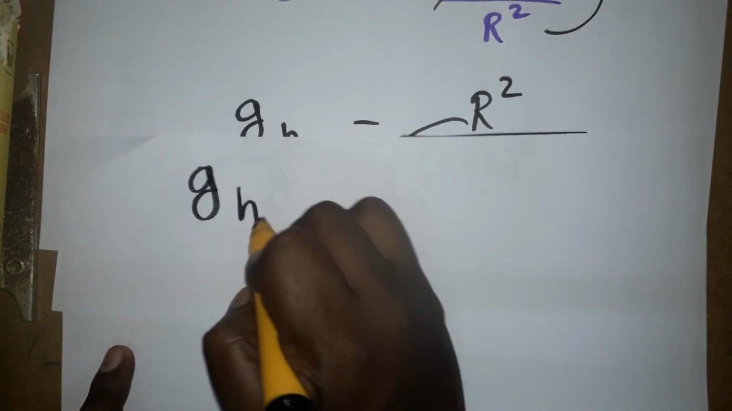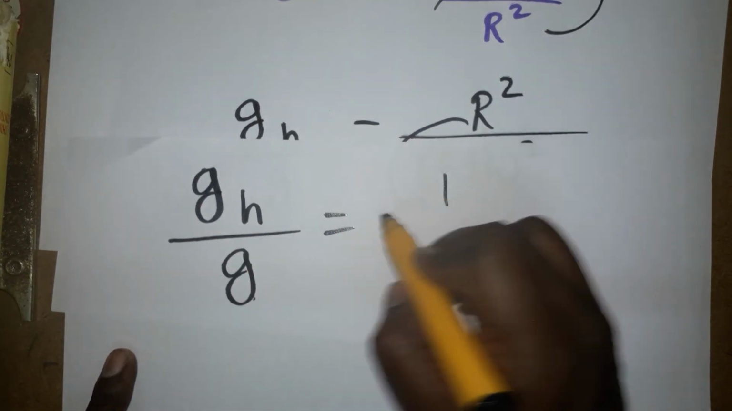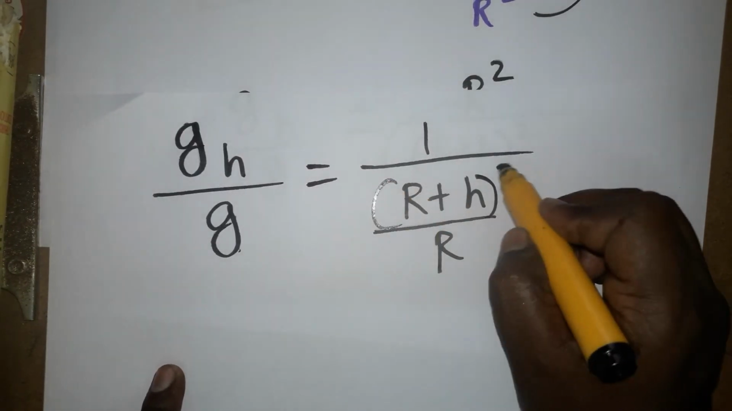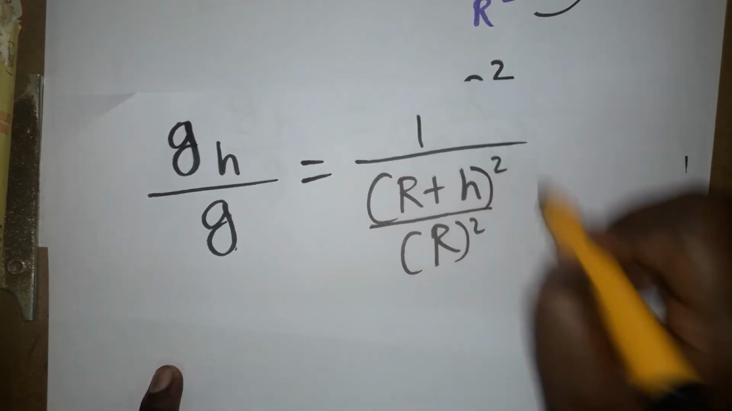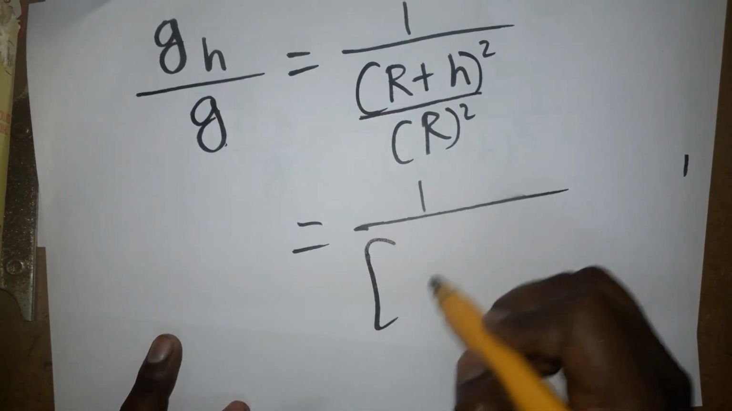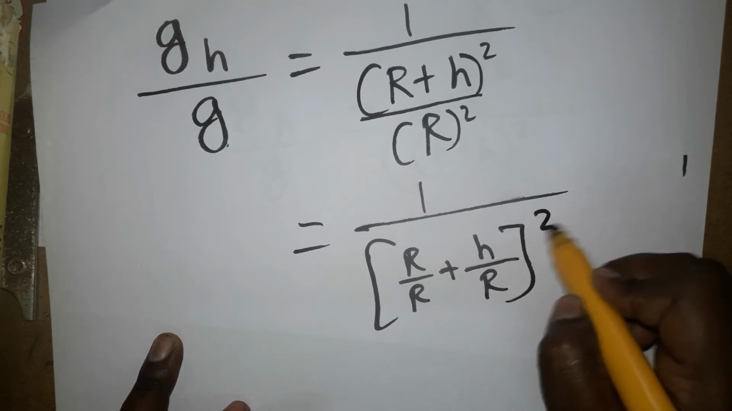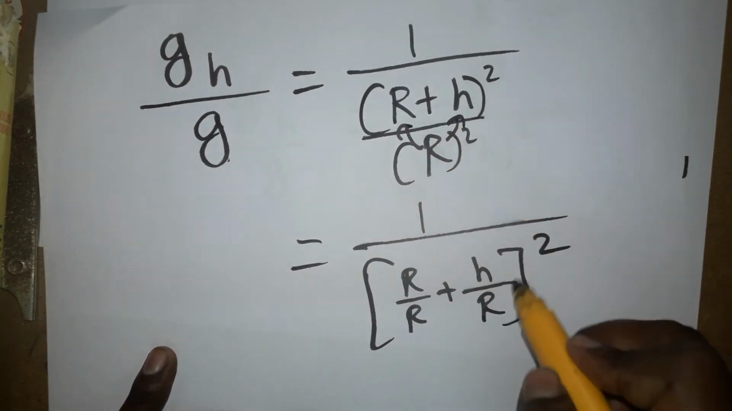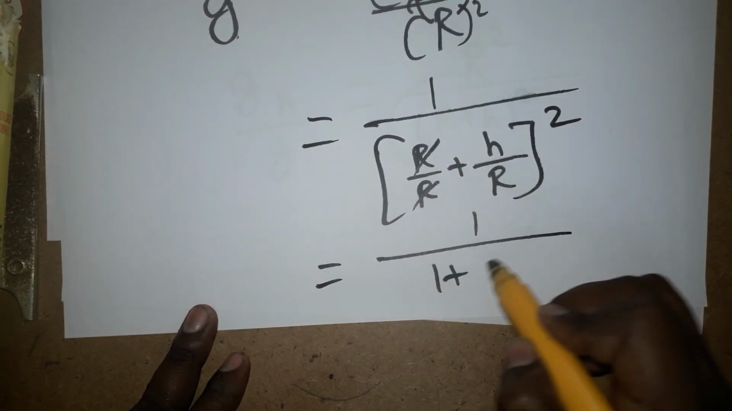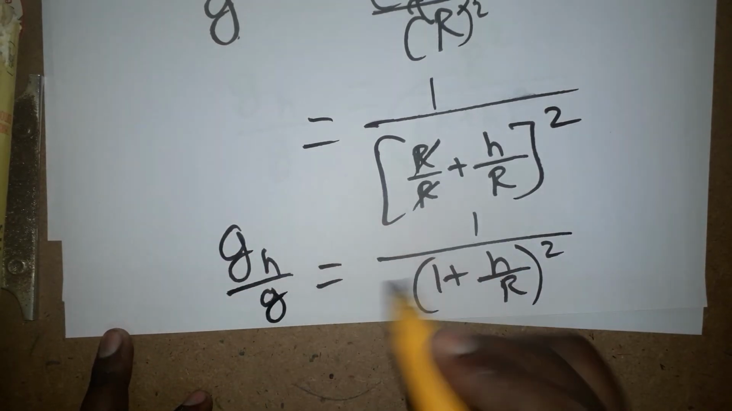So gravity at height divided by gravity, the 9.8 value, is 1 divided by (r plus h divided by r), and both are squared, so you can write it together as a whole square. Taking 1 divided by r as common, we get r by (r plus h) divided by r, whole squared. The r gets cancelled, and you get 1 divided by (1 plus h divided by r) squared, equal to gh divided by g.